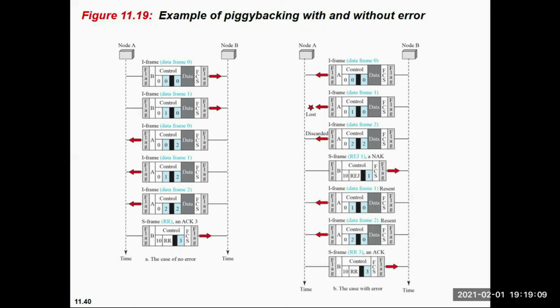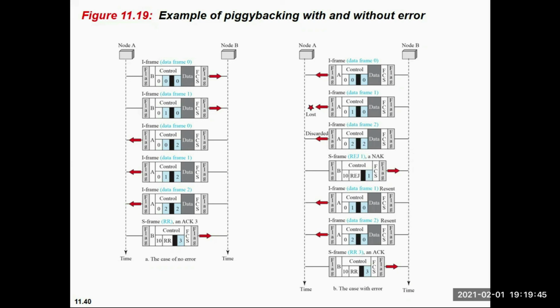In the second case, where an error has occurred and some frames are discarded. First, node B is sending one frame, that is frame 0, to node A. Now node B is sending frames, those frames are I frames basically, and frame 1 is lost somewhere. Then node B started sending frame 2. Because node A hasn't received frame number 1, it is discarding frame number 2 also.